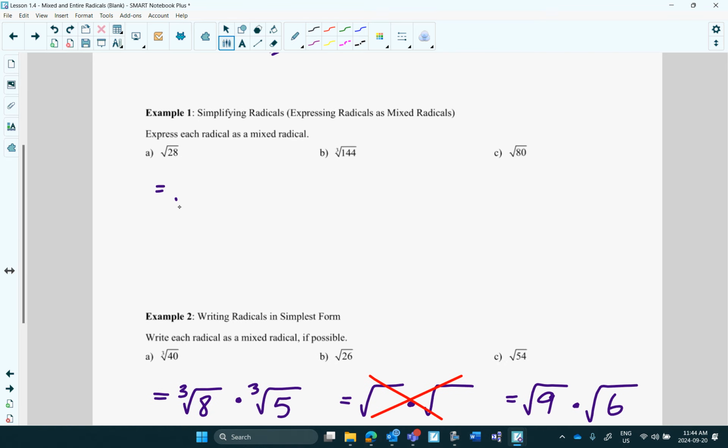Square roots. What are they going to be in this one? Square root 4 times square root 7, which simplifies further to 2 square root 7, 2 root 7, got it.